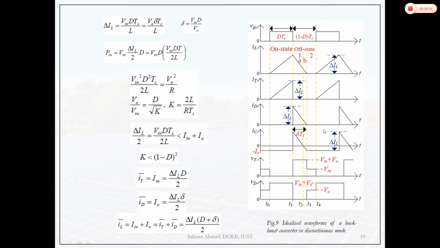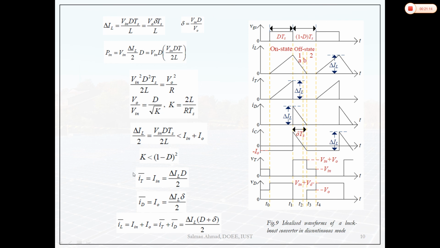Okay, so if you plot the waveforms, we can also plot these waveforms for currents and voltages. Again doing the same thing, input power will be equal to the output power. Output power is V naught square upon R. So input output relationship you can find from D that VO upon Vin is nothing but equal to D upon root K, where K is equal to 2L upon RTS. So again doing the same thing, at boundary K will be equal to 1 minus D square. If K is less than that, it will be discontinuous conduction mode. Okay, so 2L upon RTS is less than 1 minus D square for discontinuous conduction mode of operation.